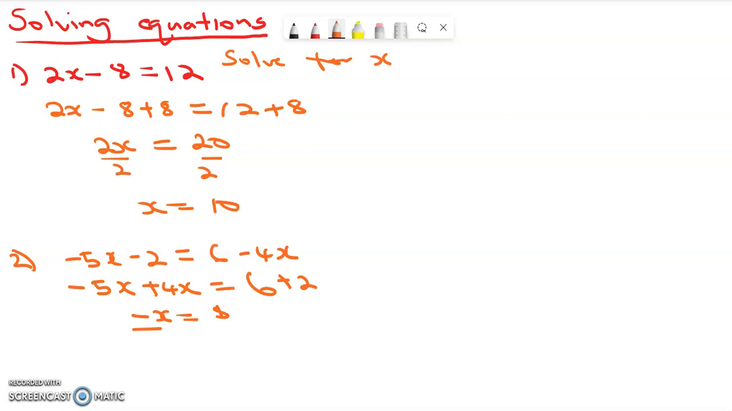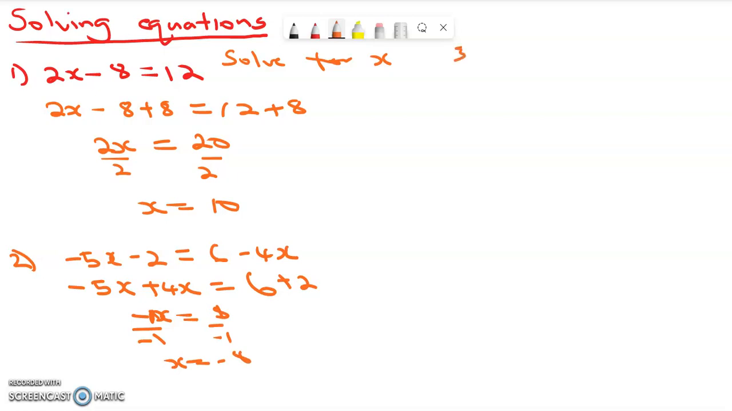Then to isolate x, remember here we have an invisible one, so this is negative 1x. So to isolate x, we need to divide both sides by negative 1. So x is equals to negative 8.